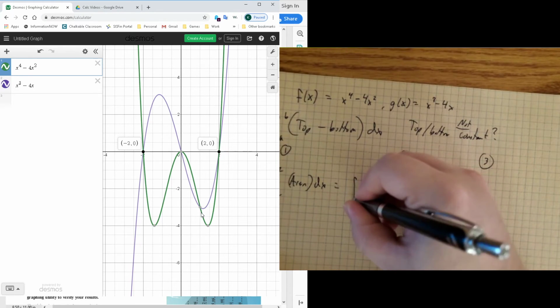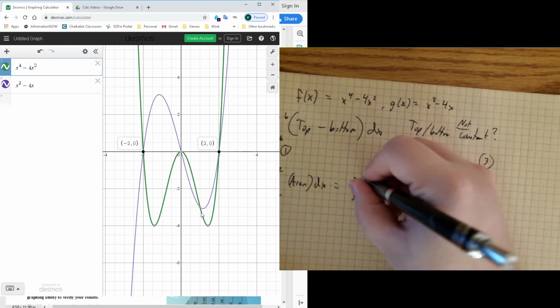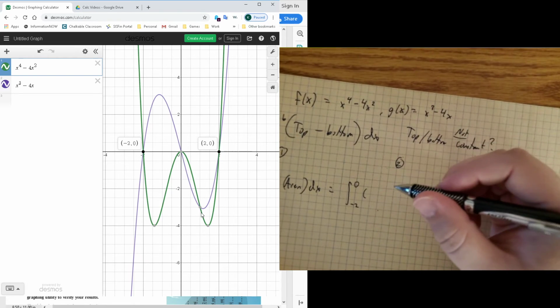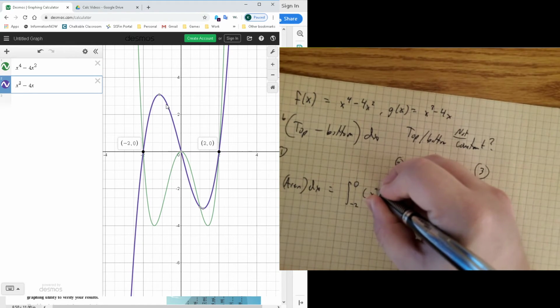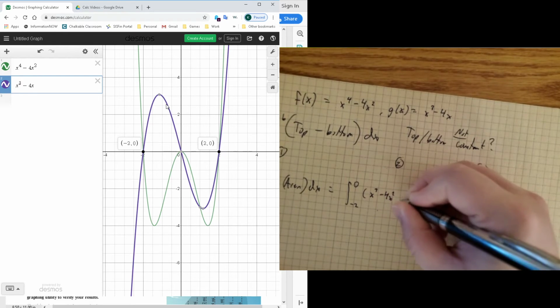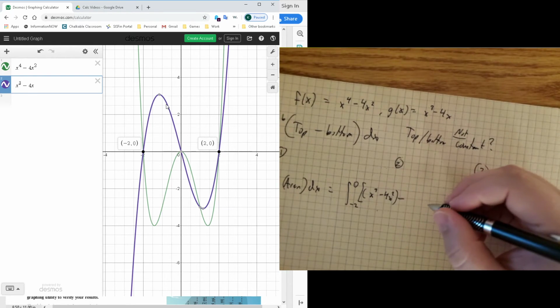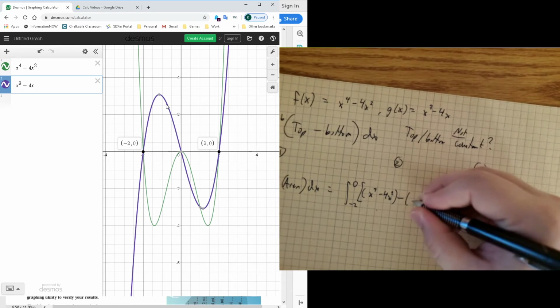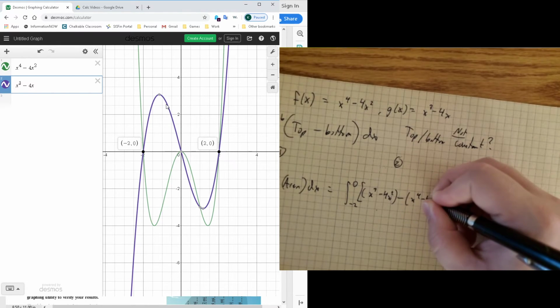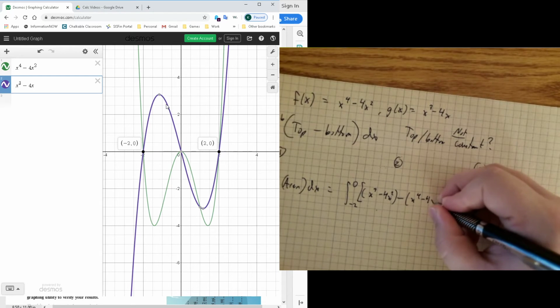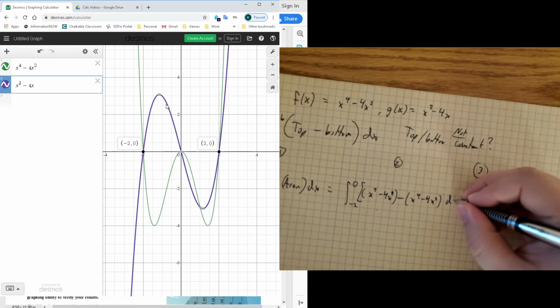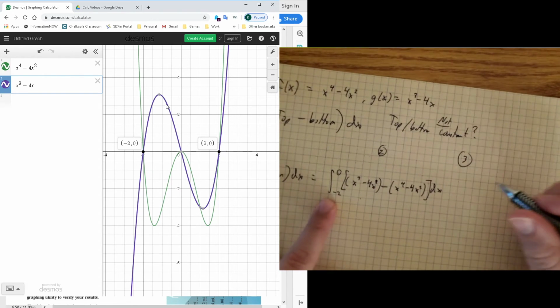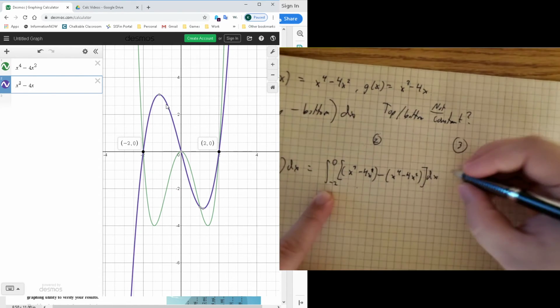The first piece we're going to do is between -2 and 0. And for this piece, the purple function is the one that's on top. So that'd be my x cubed minus 4x, sorry, my top one, minus my bottom one, which in this case would be x to the 4th minus 4x squared. So you have to do it from -2 to 0 as one thing.